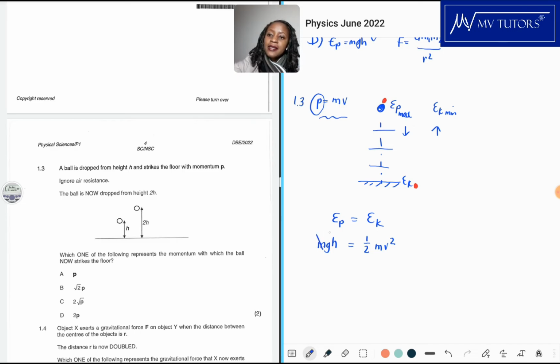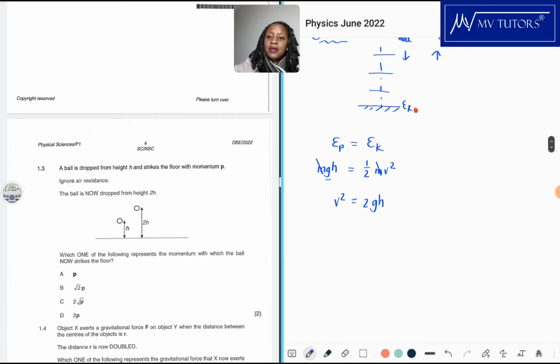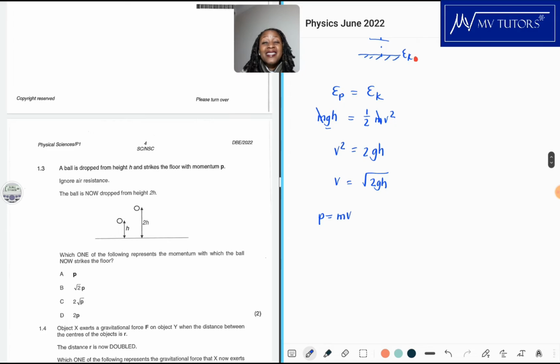Okay, so we can cancel out the masses, and I can take g to the other side. Actually, let me put it in terms of velocity because that's what I really want. So velocity squared would be 2 times g times h. Okay, and if I want the velocity, it'll be the square root of 2 times g times h. And remember, the equation for momentum is mass times velocity, and now we have velocity in terms of h.